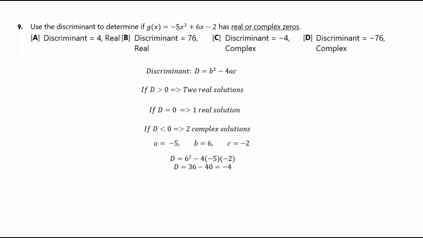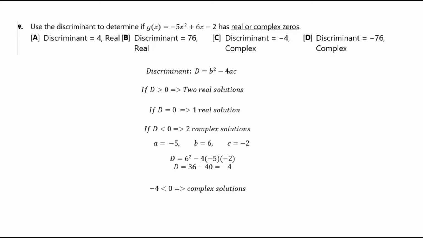So a is -5 because that's the first coefficient. The second coefficient is 6, so b is 6, and c is -2. Go ahead and plug those into your discriminant. So we got 6 squared minus 4 times -5 times -2. Multiply, so -5 times -2 is 10. 10 times -4 is -40. And now we have 36 minus 40 is -4.